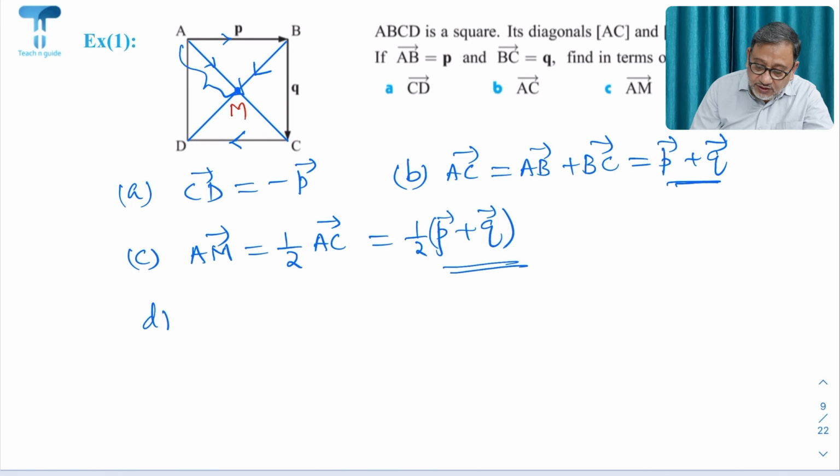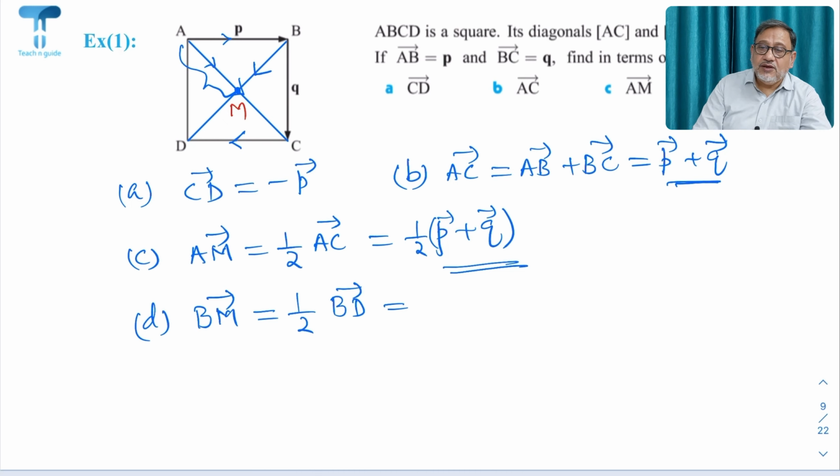Now D part will be vector BM. For vector BM, where is BM? This is BM. So BM is half of BD, right? BM is half of BD. And what is BD? BD is vector BC plus vector CD, isn't it? So I will write half of BD.